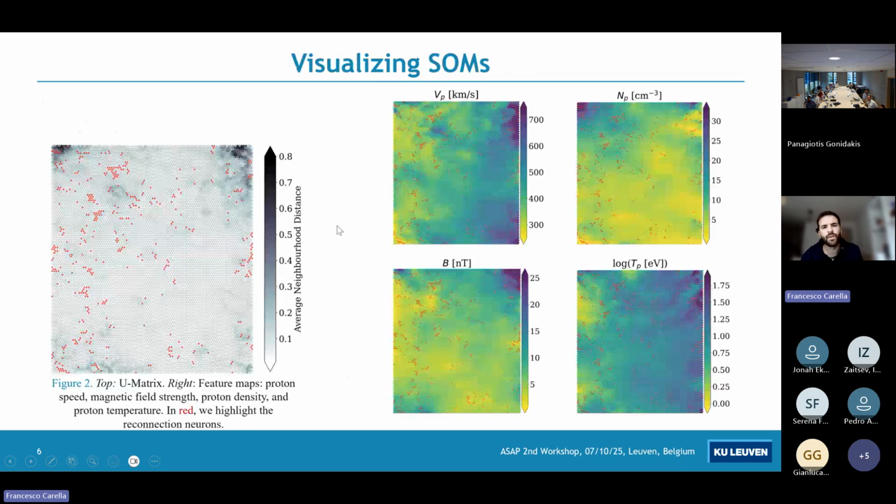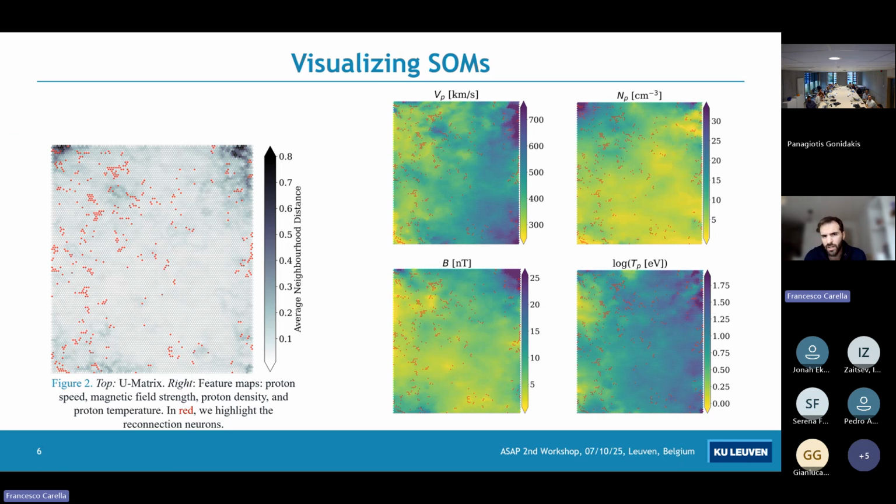So we visualize the results of the SOM. The SOM is a 2D matrix, and each weight has the same dimension as the input data. We can see how the physical features are distributed on the map, as you can see on the right, and we can see how the neurons are distributed on the map.